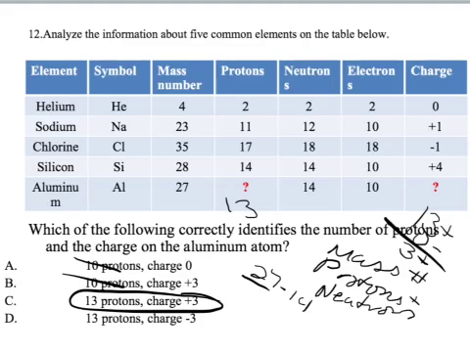I hope this short tutorial helped you out. I hope you're feeling a little bit more confident about this concept, which is how do I know the difference between an ion and a neutral atom?